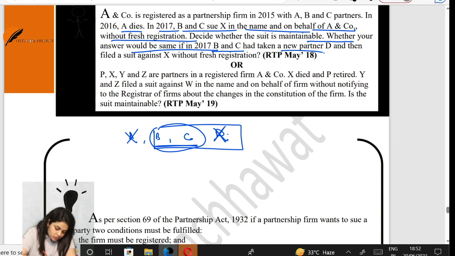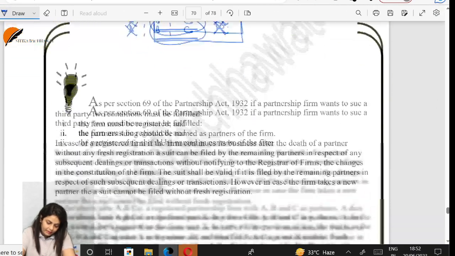So here the suit is maintainable, but here the suit is not maintainable.